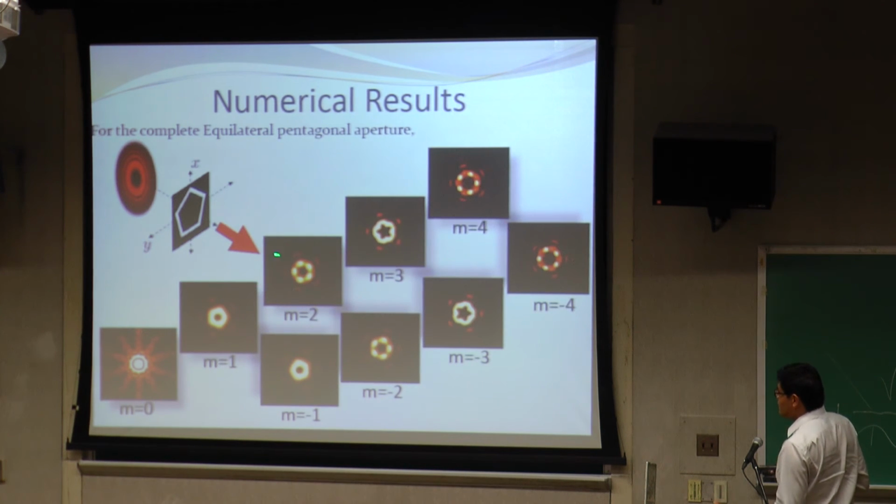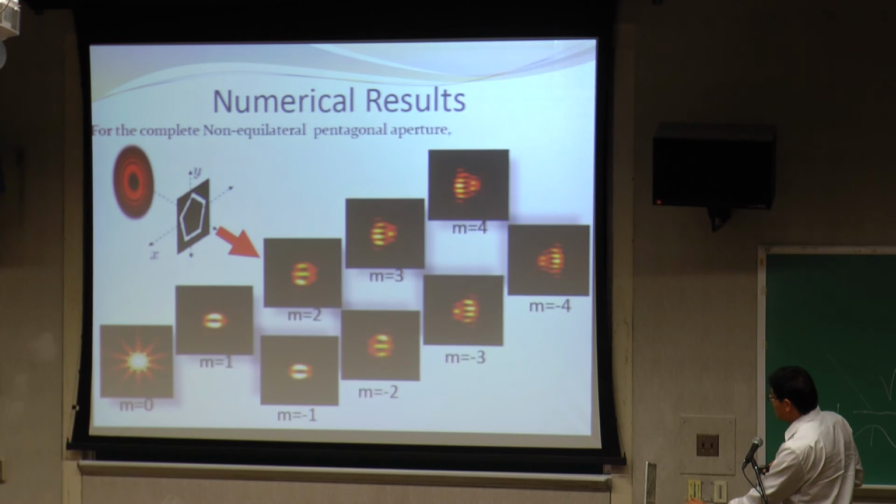Now, if you complete the pentagonal aperture, you obtain the results when it is equilateral. It's not possible to determine the topological charge, but if we use the non-equilateral pentagonal aperture, it is possible to determine the design. Again, if the darkness zones are the topological charge, for example, for N1 it's possible to obtain one zone, N2 two zones, N3 three zones, etc.